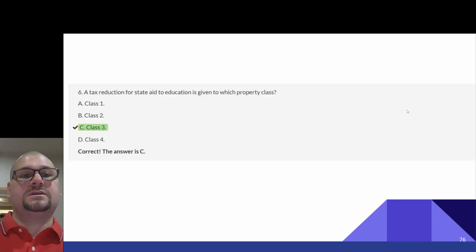So a tax reduction for state aid to education is given to which property class?